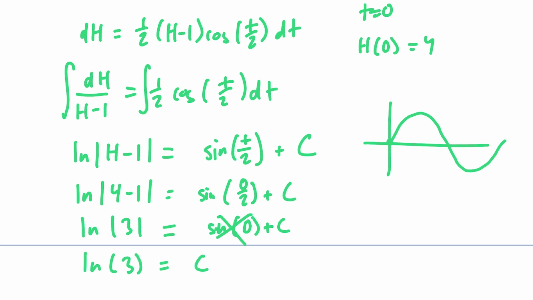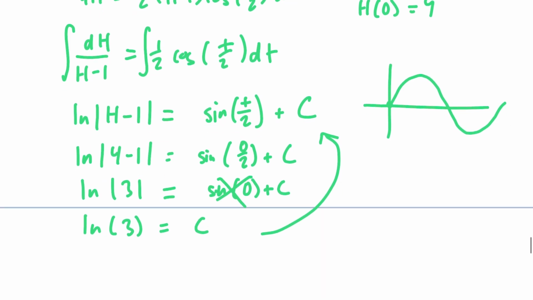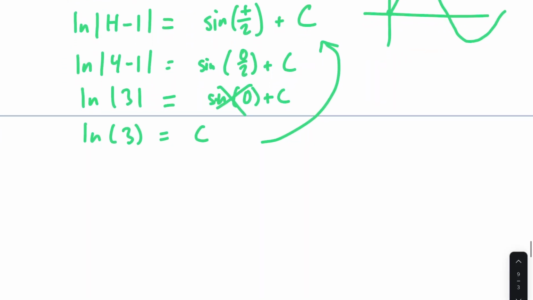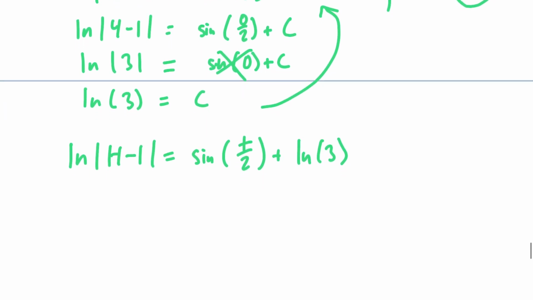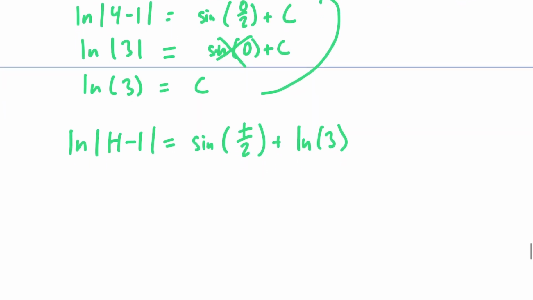Now we can plug that into our function here, so it has fewer variables inside of it. So ln of |h minus 1| is equal to sine of t divided by 2 plus ln of 3. All right, still a bit complicated on the left side. Let's see what else we can do to simplify things.